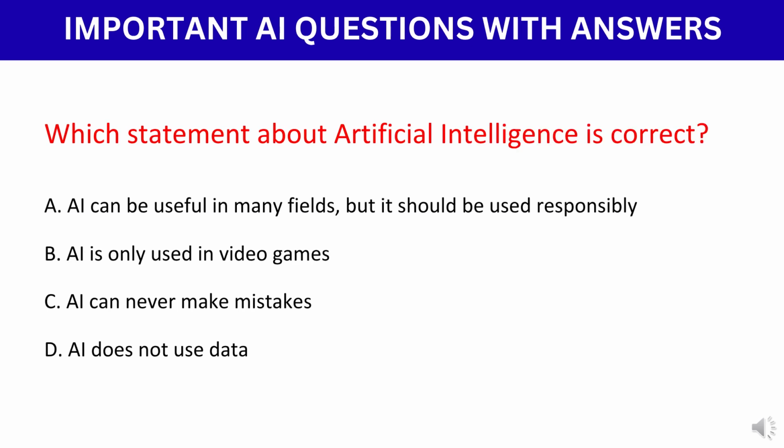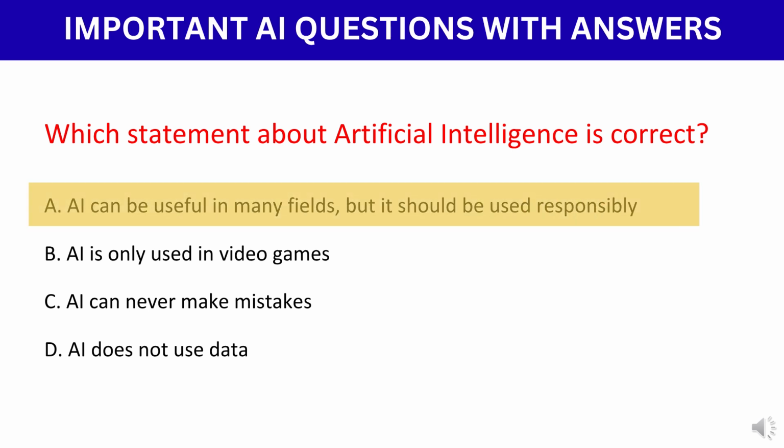Question number 30. Which statement about artificial intelligence is correct? Option A. AI can be useful in many fields, but it should be used responsibly. Option B. AI is only used in video games. Option C. AI can never make mistakes. Option D. AI does not use data. The correct answer is option A. AI can be useful in many fields, but it should be used responsibly.